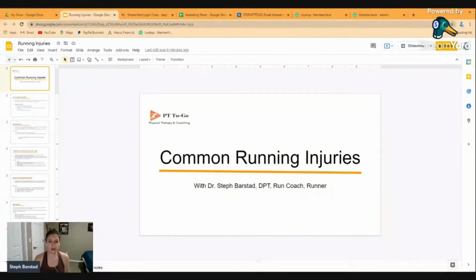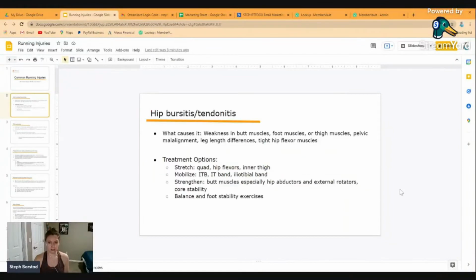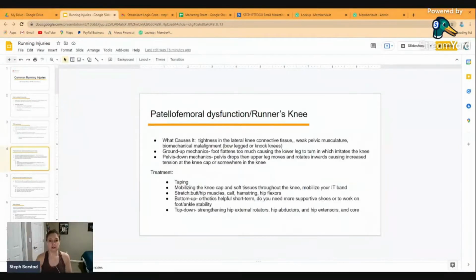So I have 6 common running injuries to go through with you here. Here is runner's knee. Runner's knee is just a catch-all phrase for knee pain in runners. Commonly, it is a patellofemoral dysfunction. Patellofemoral just means there's something going on with your kneecap, and it's causing pain.